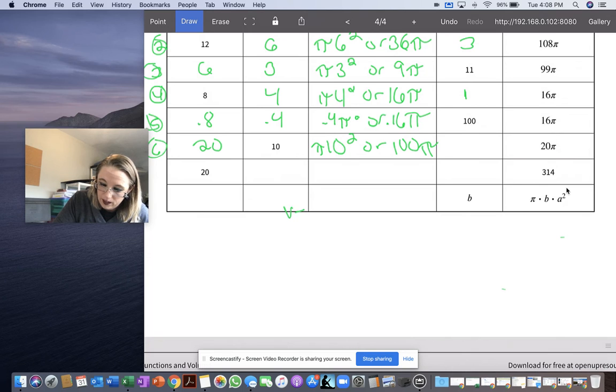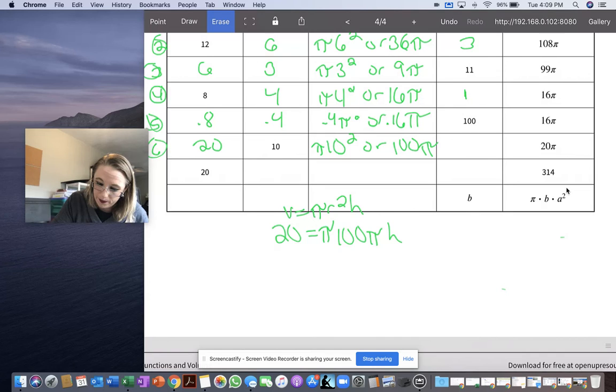Okay, volume equals pi r squared times height. We're given a volume of 20, so 20 equals pi. Our radius, we know, is 10, or 100 pi, 10 squared or 100 pi, so we're just going to put 100 pi h. Now we're just going to solve. Okay. Oh, I have pi in there twice. Sorry. We'll just erase this one. So equals 100 pi h.